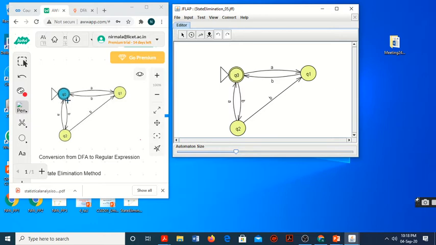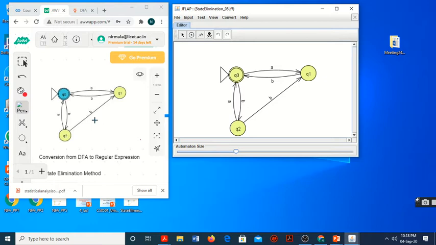We have a transition from Q0 to Q1 on input symbol A and Q0 to Q2 with input symbol B. Similarly, we have transitions from Q1 to Q0 on B, Q2 to Q0 on A, and Q2 to Q1 on B.